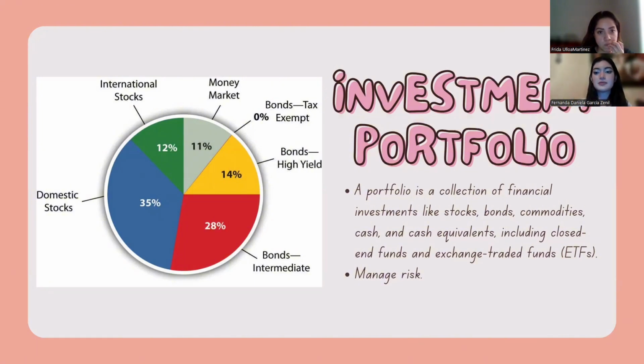Here we have an example where the total amount of the investment is divided into different percentages. We can see, for example, that we have international stock with 12% and domestic stock with 35%. We also have other types of assets like the money market or bonds.